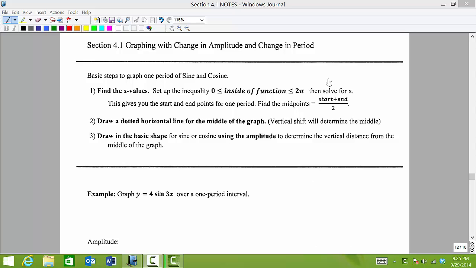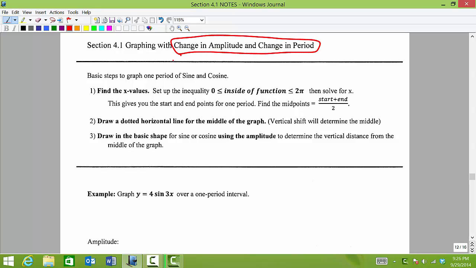Now we want to look at graphing when there is both a change in amplitude and a change in period. The basic steps to graphing one period of sine and cosine are to first find the x values. We're going to set up an inequality. We're going to put the inside of the function in between 0 and 2 pi and solve for x. This will give us the start and end points for one period.